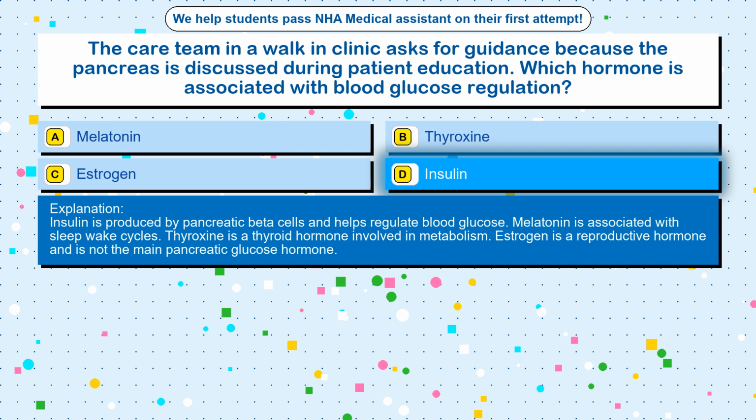Melatonin is associated with sleep-wake cycles. Thyroxine is a thyroid hormone involved in metabolism. Estrogen is a reproductive hormone and is not the main pancreatic glucose hormone.